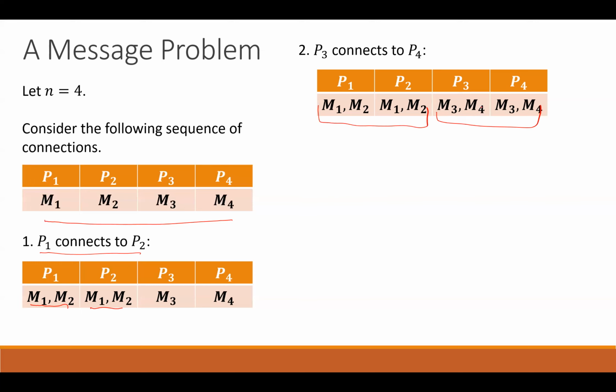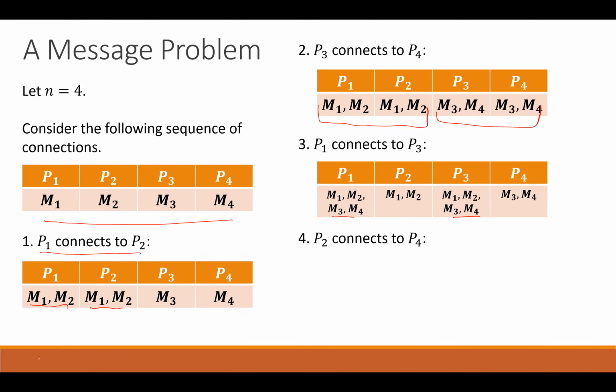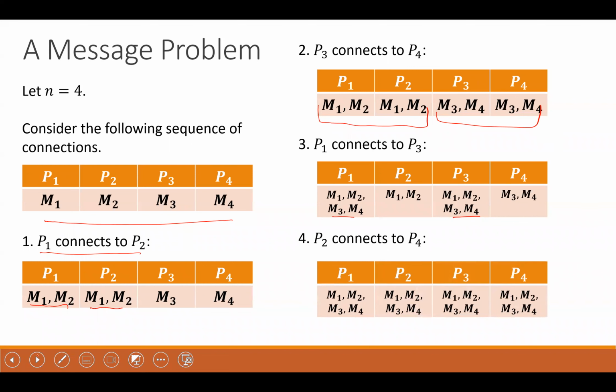Now I have basically these people that know one half and these people that know the other half. So I need to communicate between them. P1 connects to P3, and now P1 and P3 know every message. And now I can also do P2 connecting to P4, and then P2 and P4 now know every message. Okay, so I had 1, 2, 3, 4 connections in order to solve this problem with 4 people.